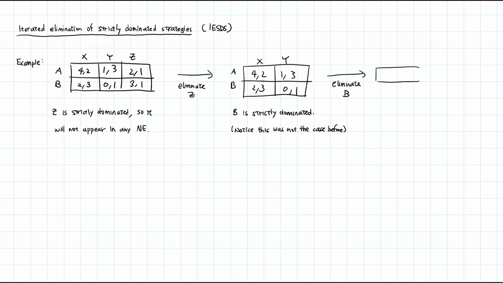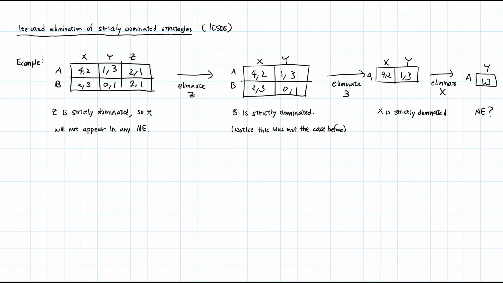We are left with two strategy profiles, and it is easy to see that X is a strictly dominated strategy. Eliminating X leaves us with just one strategy profile, AY. And we claim that this is a Nash equilibrium for the game. You can double check that this is indeed the case going back to the original payoff table.